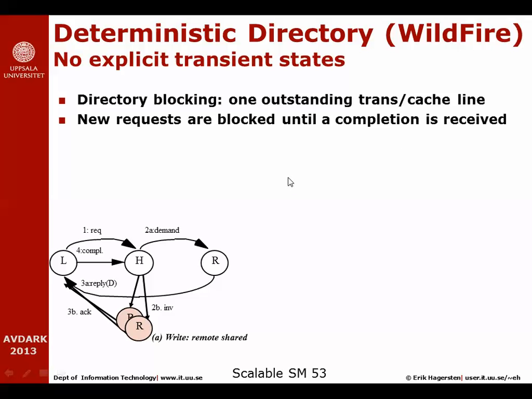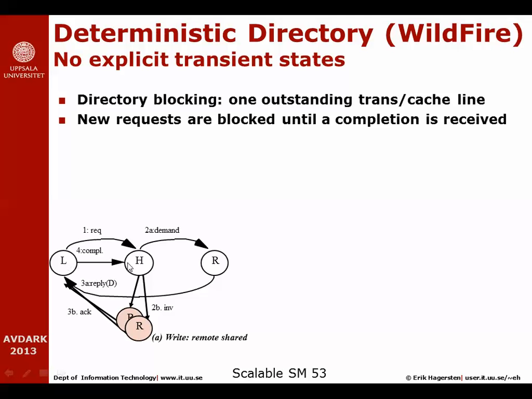So this is what it looks like, similar to the examples we saw before of how you can implement directory-based coherence. First, we have some kind of request that's sent to the home node, and the home node, in the example where it's remote dirty, may send out a demand to a remote node and maybe some invalidations to other remote nodes. So this looks very similar to the protocol we had before. And then at the end of the day, we send a completion, sort of an acknowledge, back to the home node.